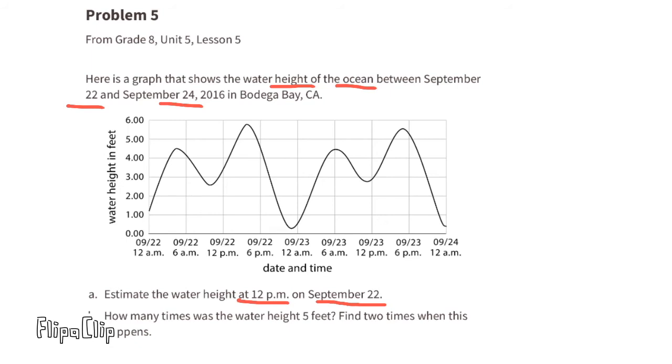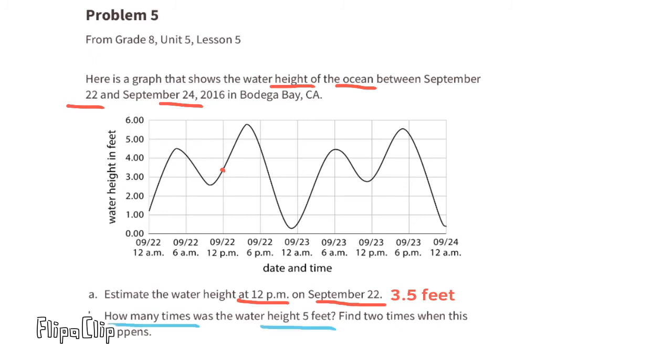on September 22nd. First, locate September 22nd along the horizontal axis or the x-axis, and along the same axis locate 12 p.m. Slide up to the graph and put a point on the line. I estimate that the water height in feet is approximately 3.5 feet.